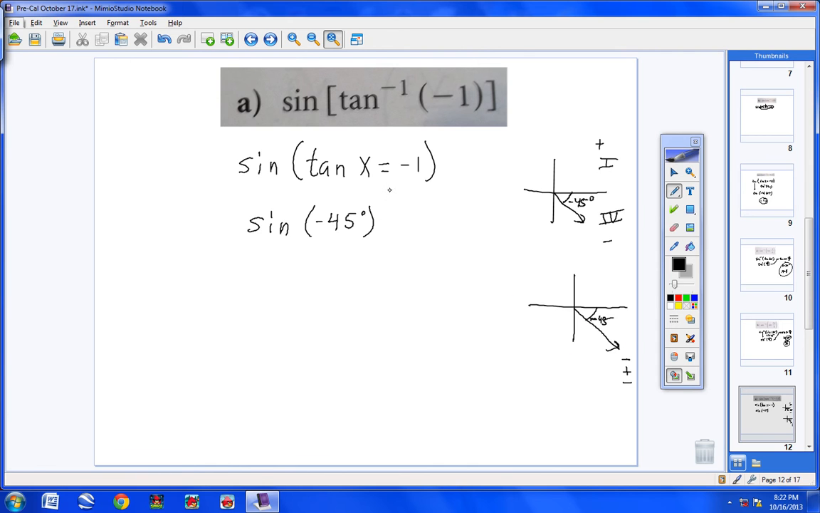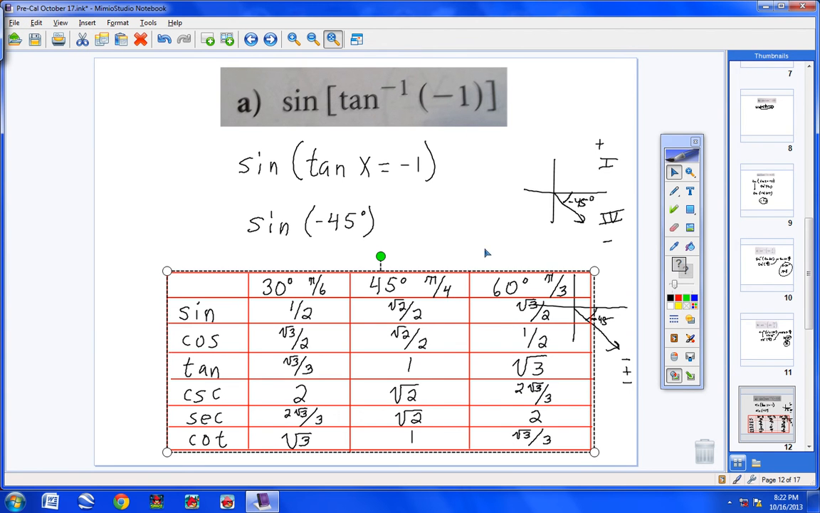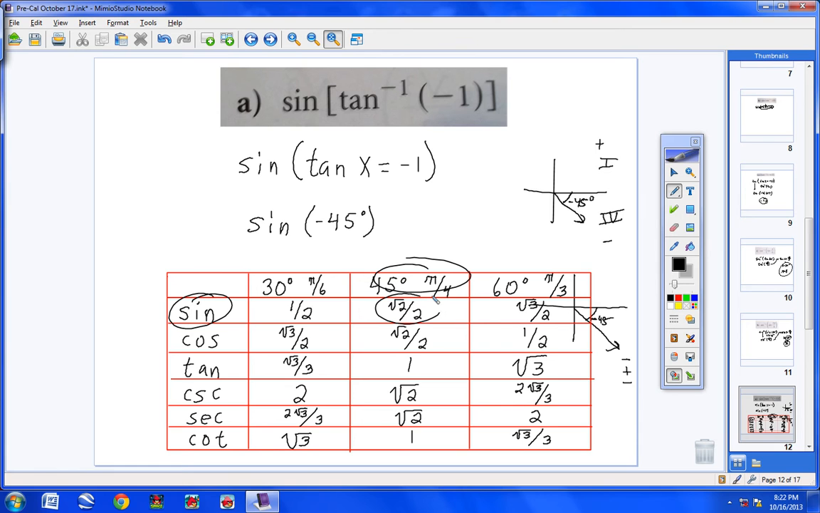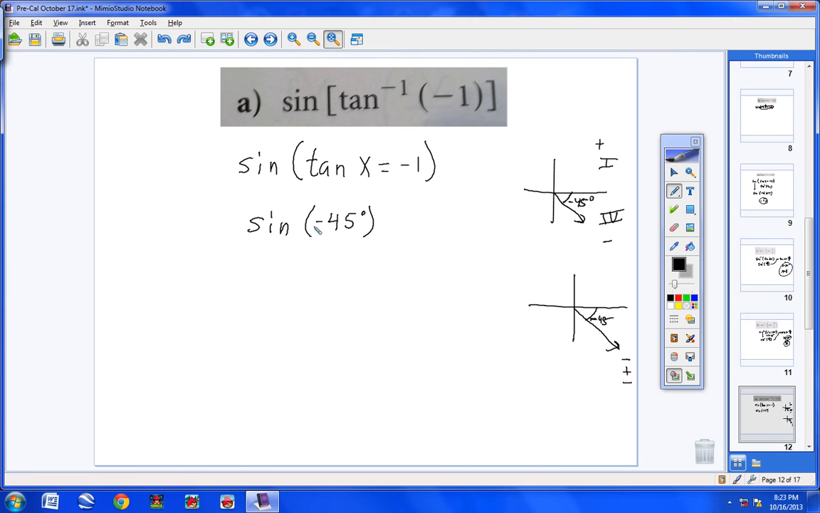So what is the sine of 45 degrees? Let's see. Sine 45 degrees, square root of 2 over 2. There it is, square root of 2 over 2. So sine of negative 45 degrees is square root of 2 over 2. But don't forget, we're in the 4th quadrant, and sine is negative there. So there's your answer, negative square root of 2 over 2.